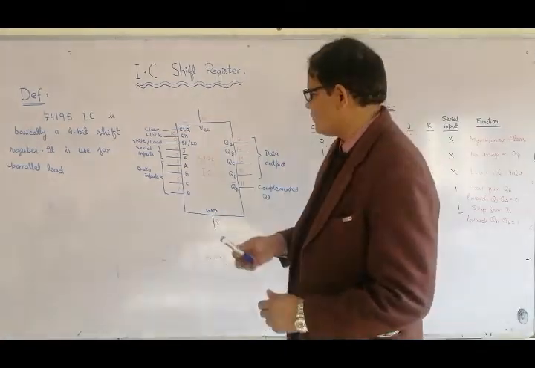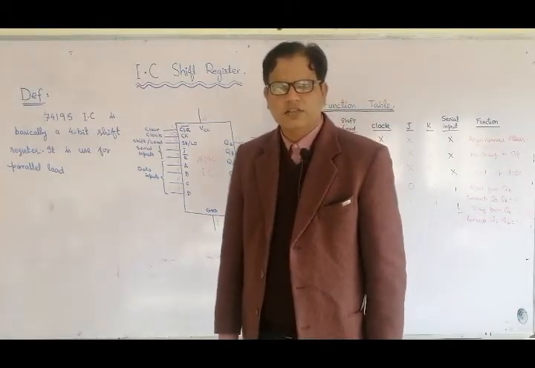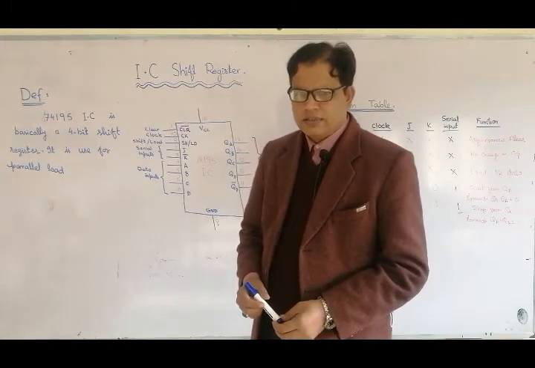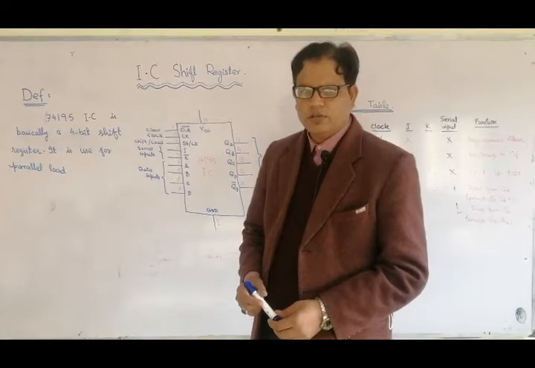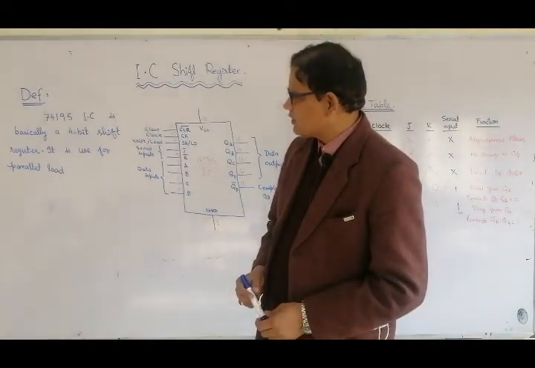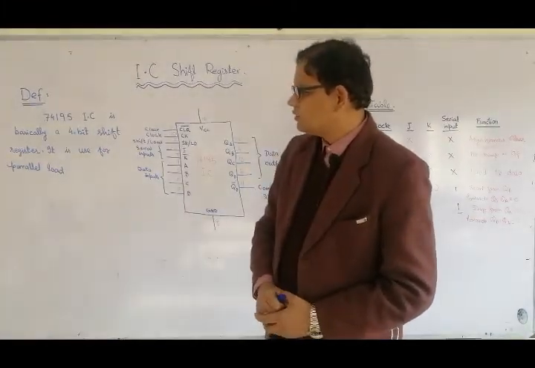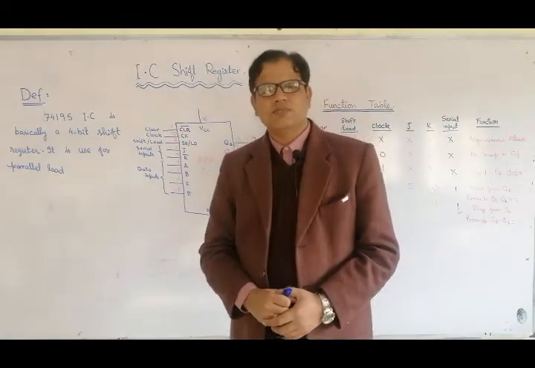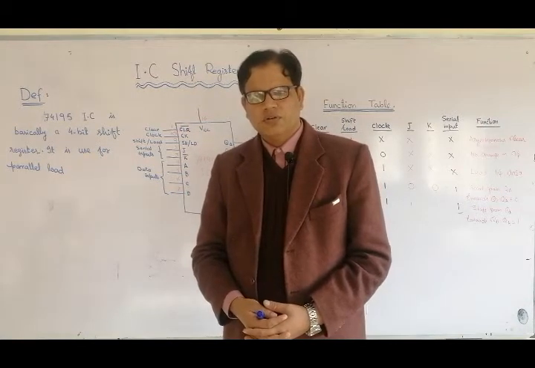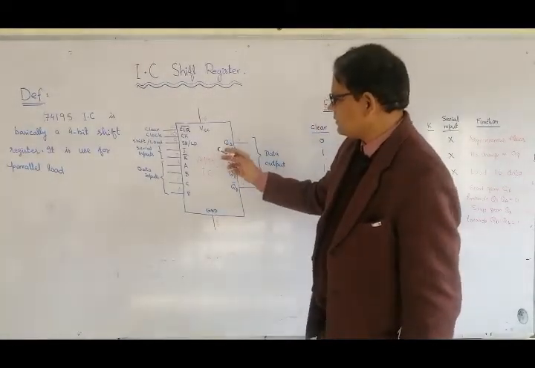So here is the 74195 IC. The 74195 IC is basically a 4-bit shift register. How it works and what its functions are, today we will discuss that. Before going to this, we have a short description. It is used for parallel load, which means it loads the data in parallel, and we have the data in the form of a JK flip-flop procedure.